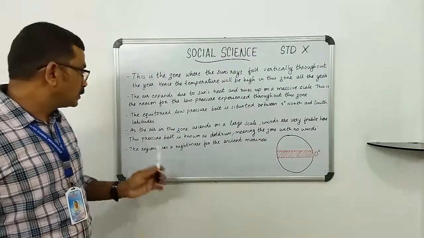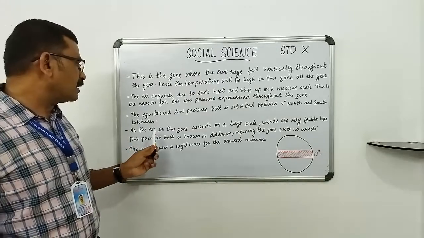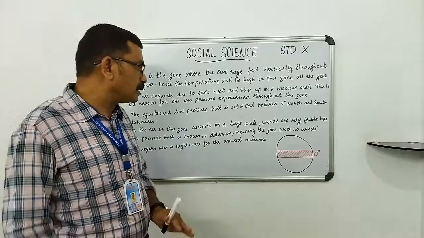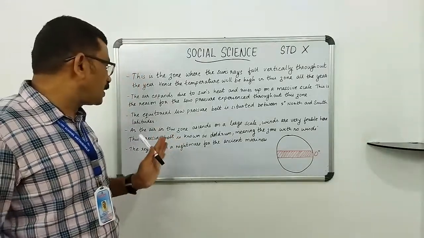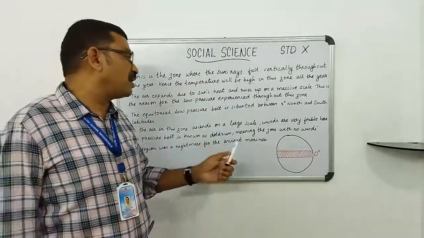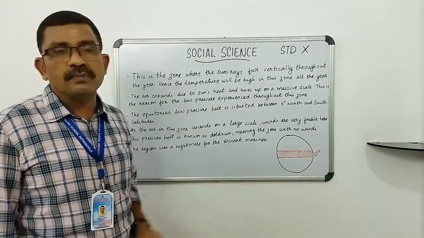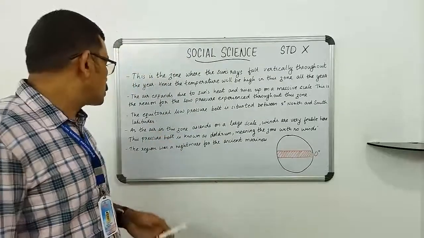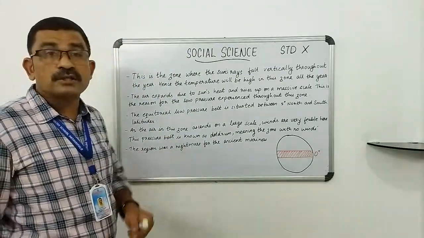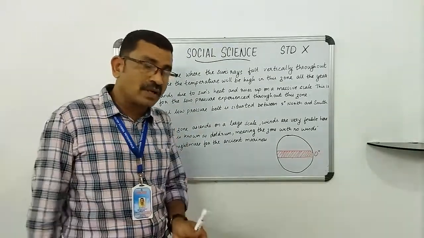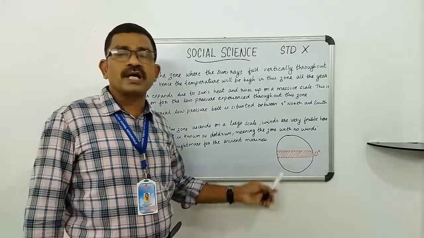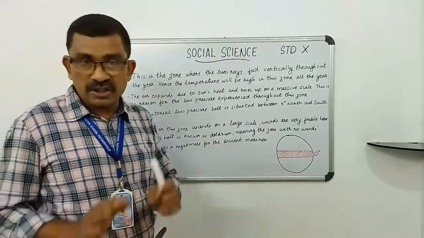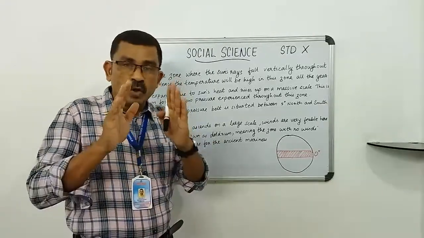situated. Clear? Then, as the air in the zone ascends on a large scale, winds are very feeble here. Here the winds are very weak. Feeble means weak. So this pressure belt is known as doldrum. This is a very important one. This pressure belt is also known as the doldrum. Doldrum means there is no wind. That is known as the doldrum.